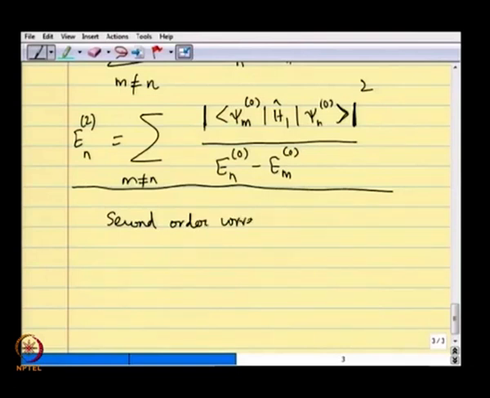Second order correction to the energy of the system with non-degenerate state.